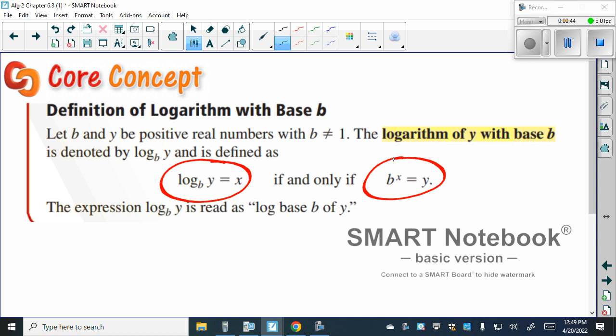So log base b of y, because the x and y really don't make a difference, but I want to keep it the same as this here, b to the x is equal to y, if and only if. So one implies the other. If this is true, then this is true, and if this is true, then this is true. It's a bijection statement.